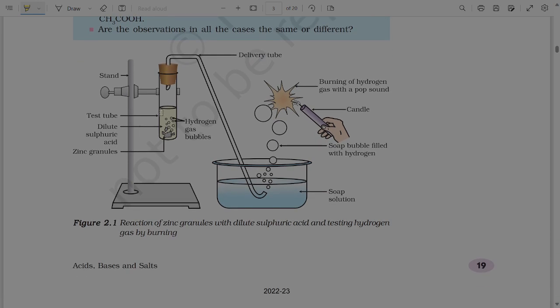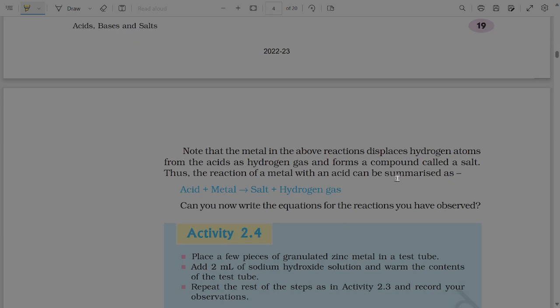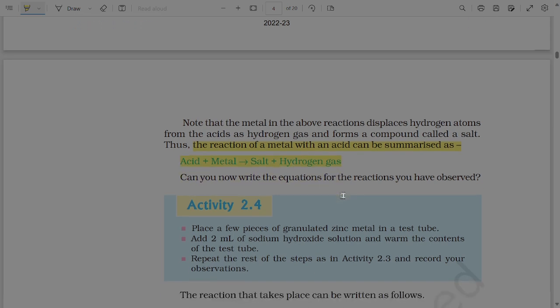So here is the apparatus that is shown: reaction of zinc granules with dilute sulfuric acid and testing hydrogen gas by burning. So we see that in the above reaction, a displacement reaction takes place, which we have studied in class 9, and the hydrogen atoms are displaced from the acids as hydrogen gas and form a compound called a salt. Thus, the reaction of a metal with an acid can be summarized as acid plus metal gives us salt and hydrogen gas.